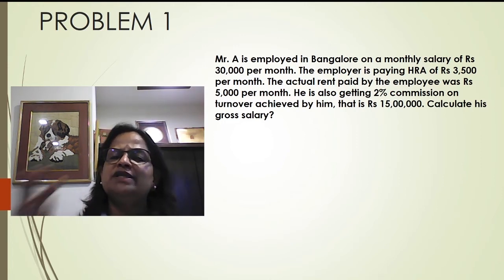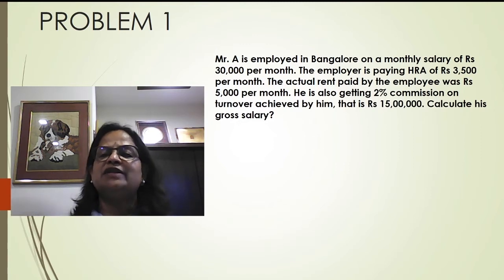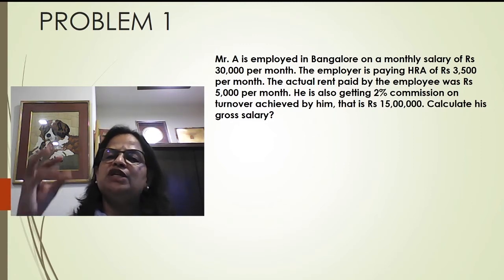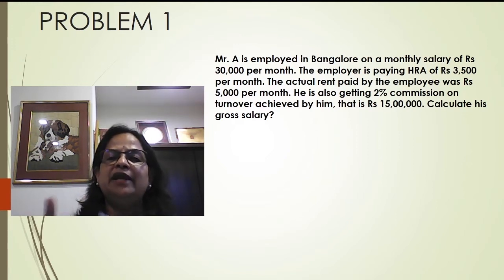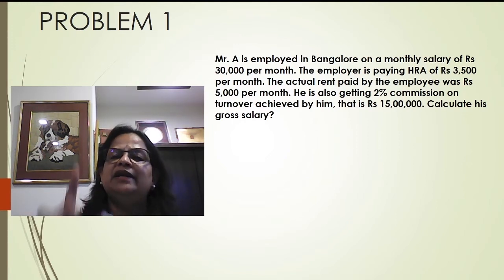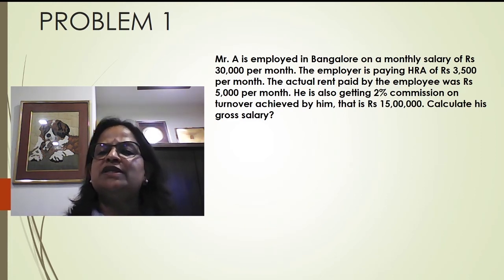I told you, always, the actual rent they will be paying will be more than the HRA we are receiving from the employer. He is also getting 2% commission on turnover achieved by him. See, salary includes basic salary, dearness allowance and commission. His turnover in this case is 15 lakhs. So calculate his gross salary.